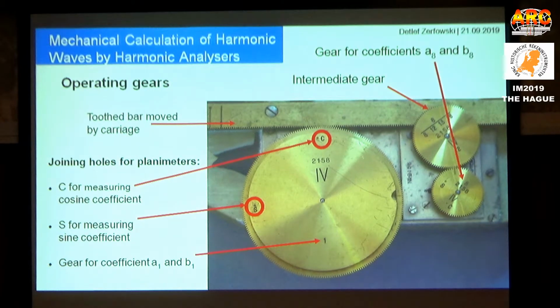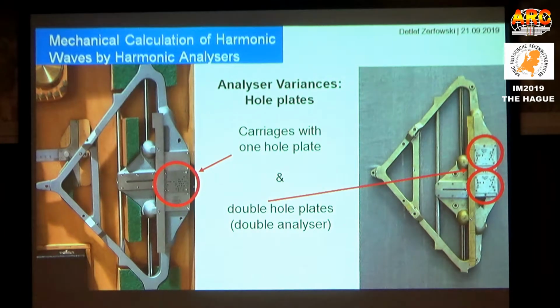And now you see already one difference here. In the animation, we had only one wheel to mount. Here, we can already mount two wheels in parallel. And this is a significant difference. There are analyzers available which only have one plate where you can put the wheels, and other analyzers have two plates in parallel.